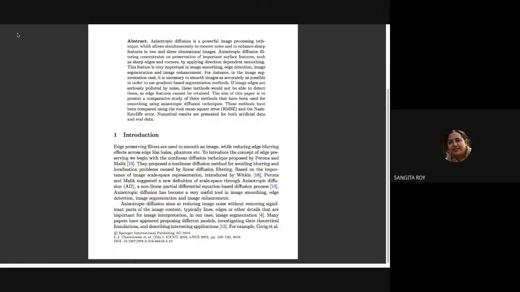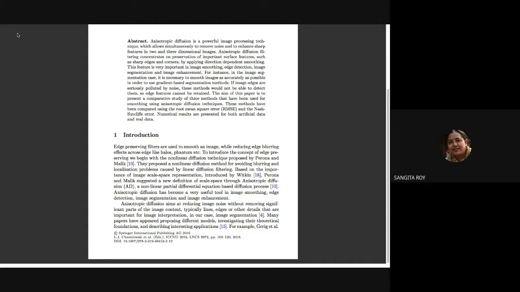Anisotropic diffusion is a powerful image processing technique which allows simultaneously to remove noise and to enhance sharp features in 2 and 3-dimensional images. Anisotropic diffusion filtering concentrates on preservation of important surface features such as sharp edges and corners by applying direction dependent smoothing. This feature is very important in image smoothing, edge detection, image segmentation, and image enhancement.